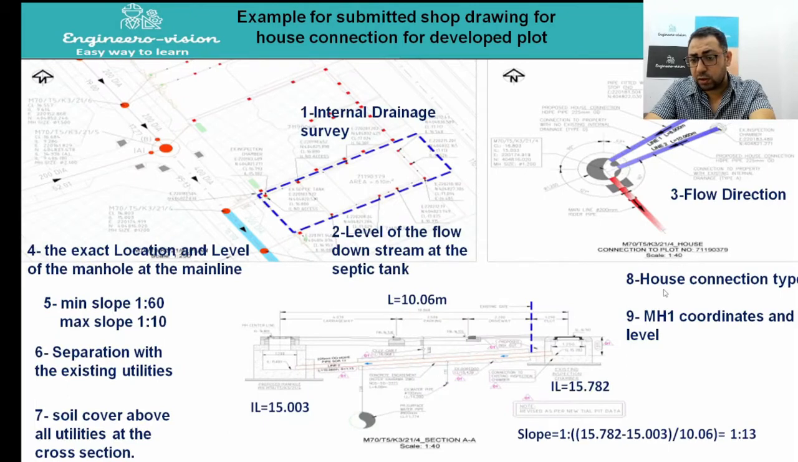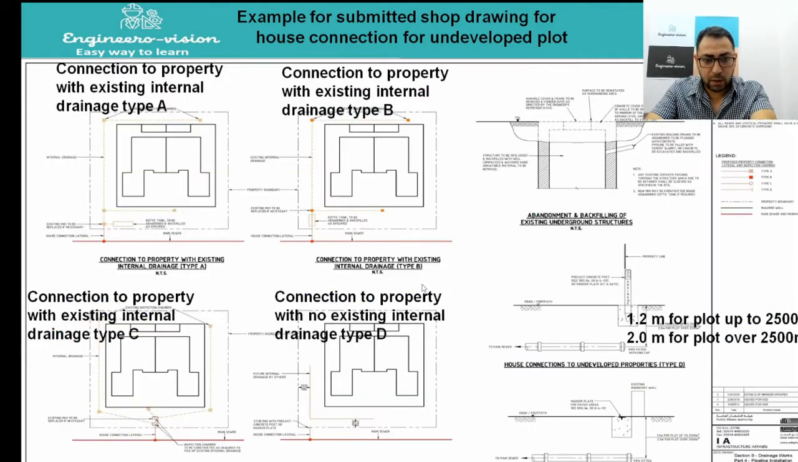Here we said that we need to check the house connection type, and I told you that in the coming few slides we'll know what the house connection type is. Here, as we can see, we have house connection type A, type B, type C, type D. What does it mean, type A, type B, type C, type D? Type A, as we can see here, is where the inspection chamber is beside the septic tank. But in type B, the inspection chamber from which we are going to take the flow is behind the septic tank.